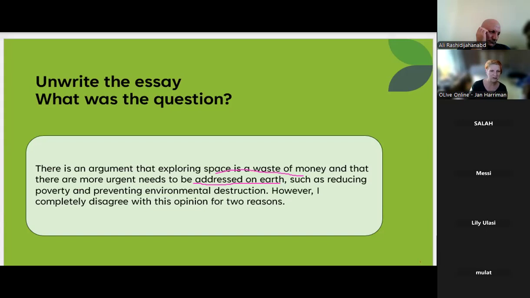Is space exploration worth the money? Excellent. And why do they suggest that? So you can see pretty clearly what the background information was. Why is it even a question?